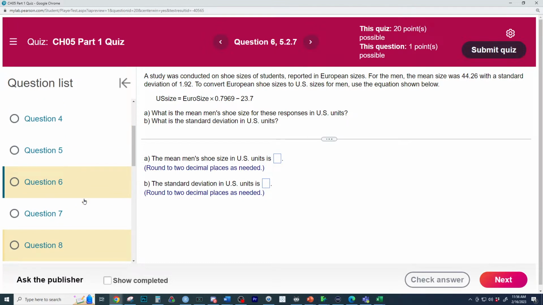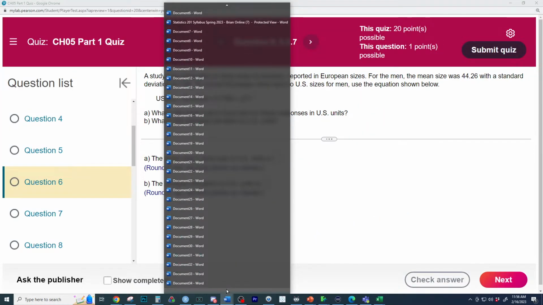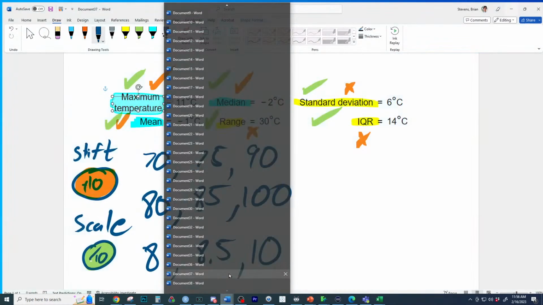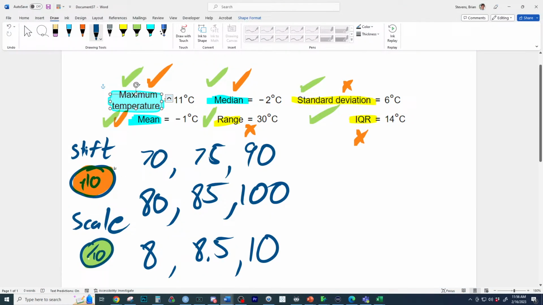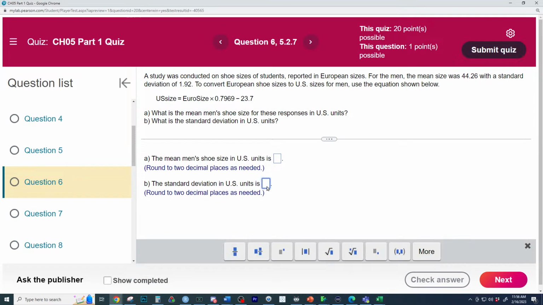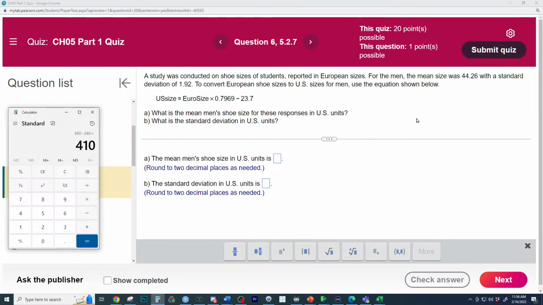Okay. So this one right here, they're changing it using our previous knowledge from a previous question. We know that shifting will change the measure of center, and scaling will change the measure of spread, and it'll also change the measure of center. So the standard deviation is a measure of spread, so it's not going to get hit by the shifting. So we go right here. The standard deviation was 1.92. So we're going to times that by 0.7969.